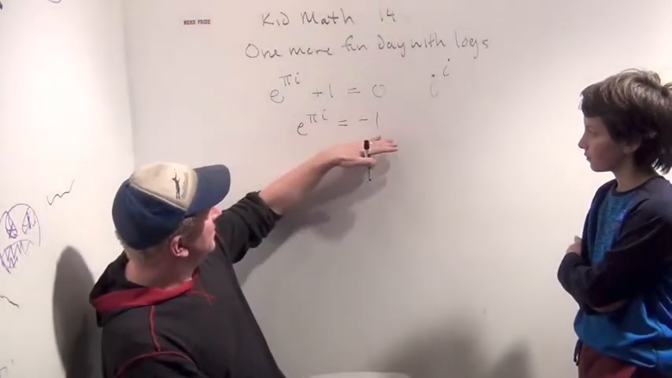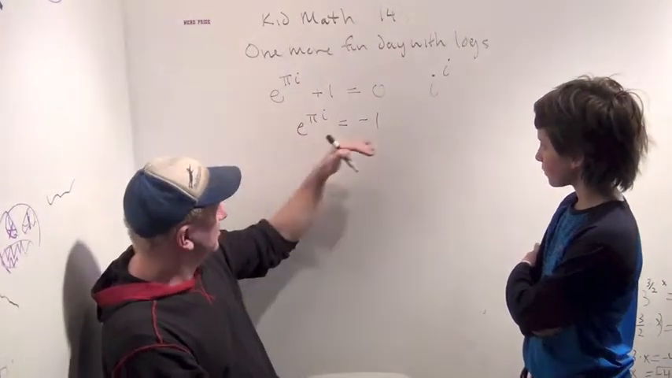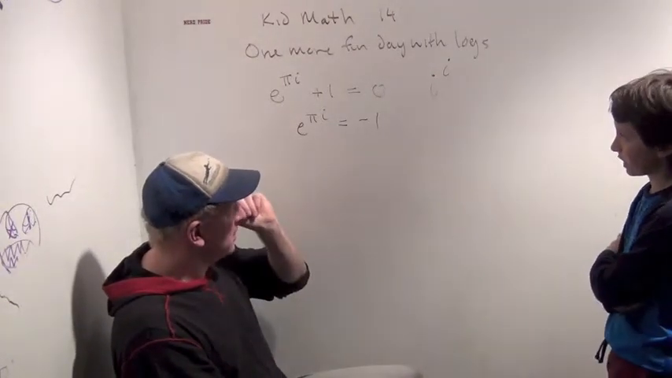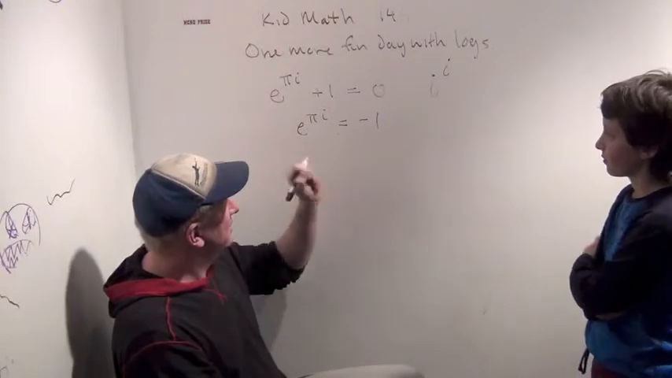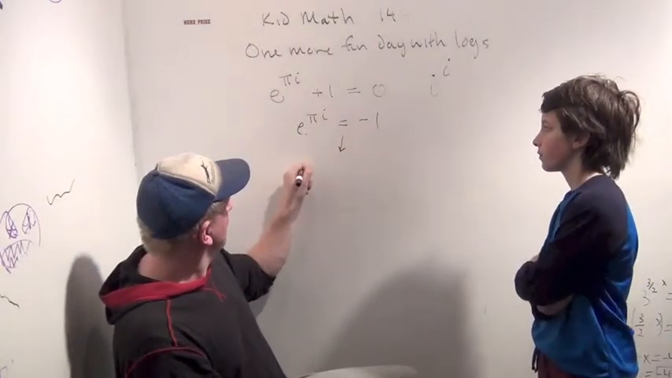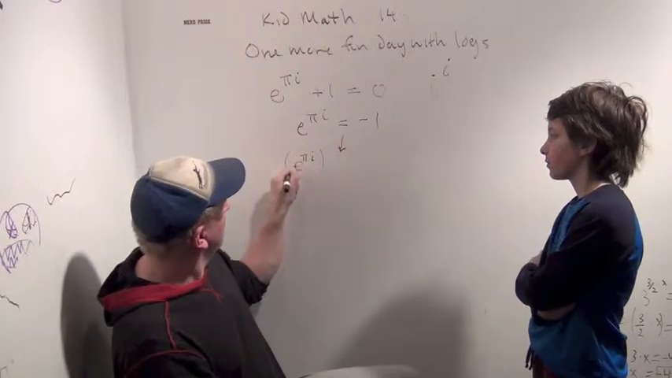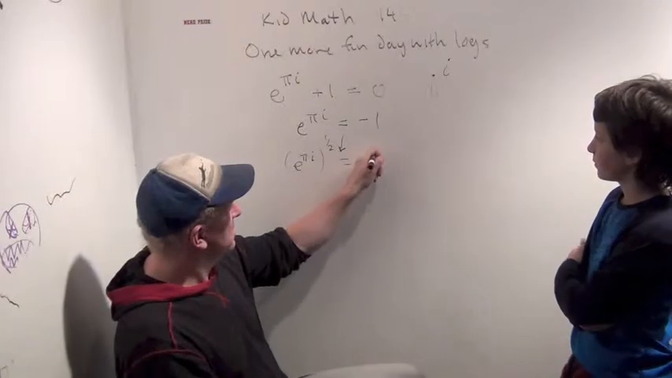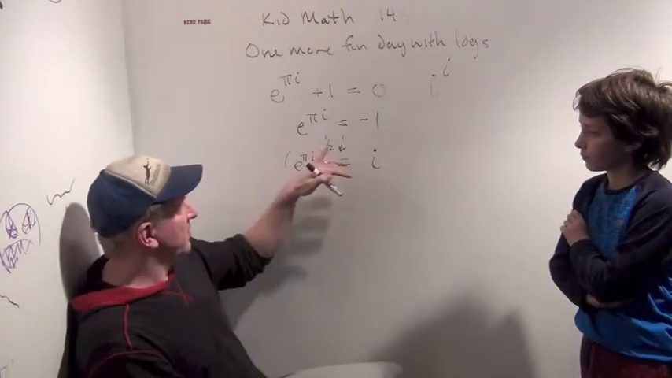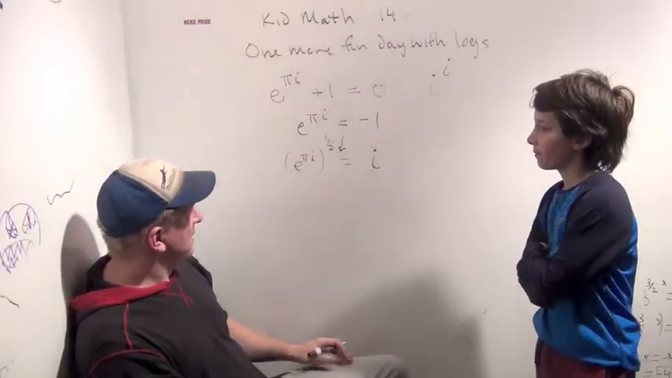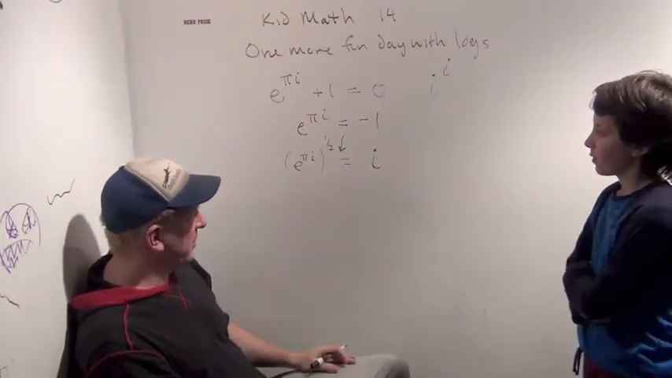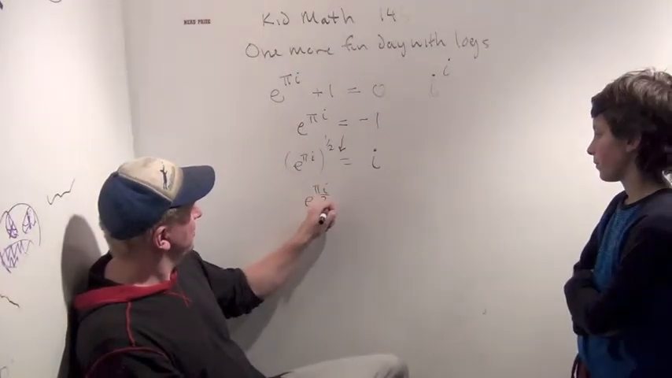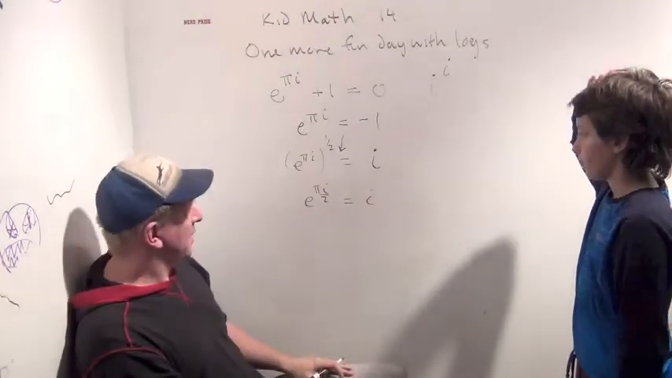Can you see something that we could do to both sides of this equation to produce an i? We could take the square root of both sides. So this is e to the pi i to the 1/2 power, and this is the square root of minus 1, which is just i. And what happens to the powers here? They multiply. So e to the pi i to the 1/2 power is e to the pi i over 2. Very good.